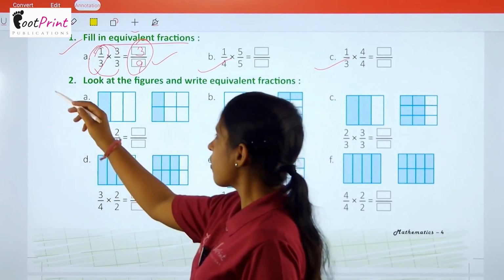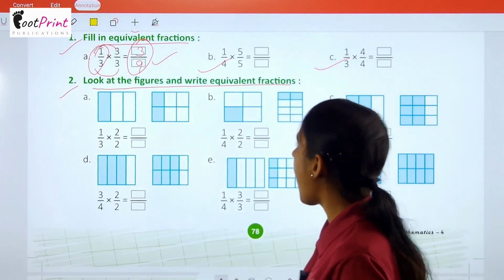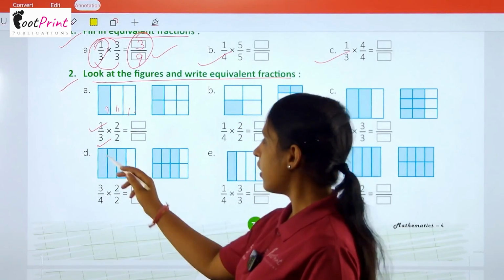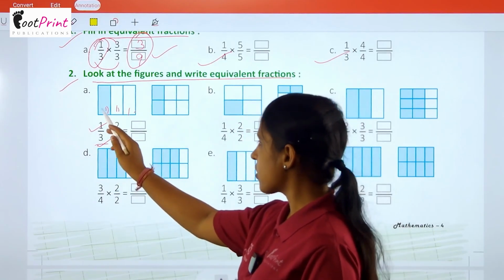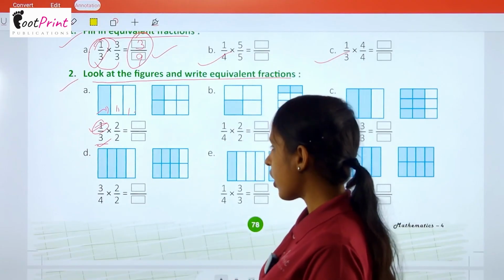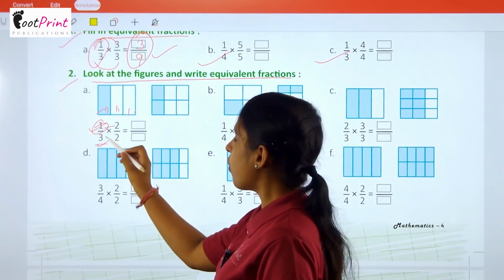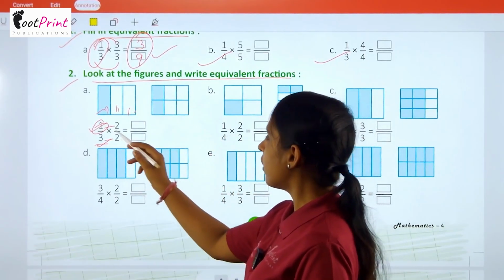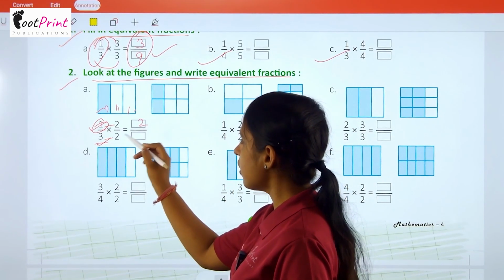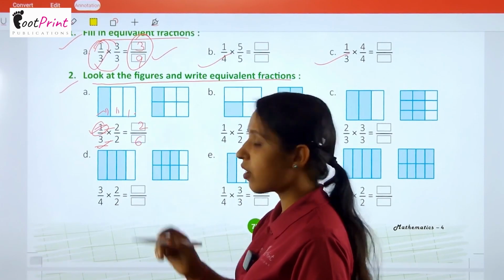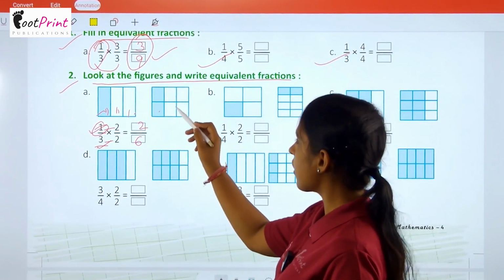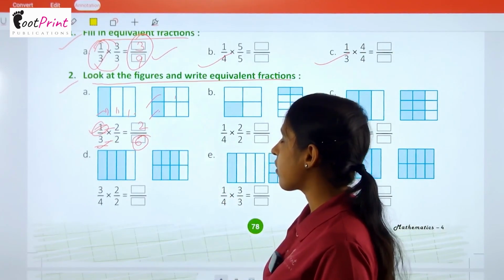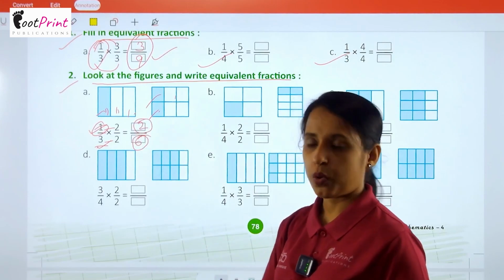Now the next question is: look at the figures and write equivalent fractions. Here three parts are given, that is our denominator, and one part is shaded, that is the numerator. Here we multiply both numerator and denominator by 2. So what will we get? 1 into 2 is 2 and 3 into 2 is 6, or we can fill it by the figure also. In the given figure, there are 6 parts, so the denominator will become 6 and 2 parts are shaded, so the numerator will become 2.